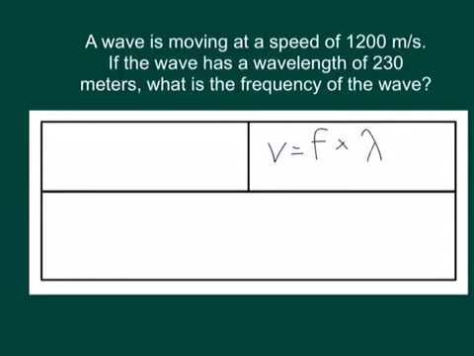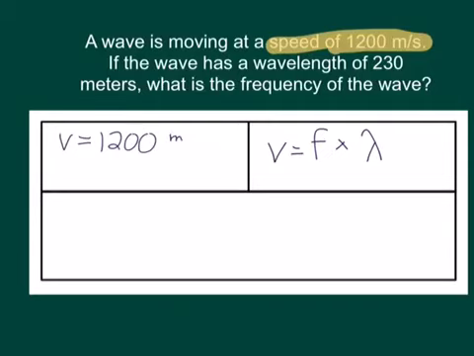Now let's write down what we've been given. Let's look back at our question. A wave is moving at a speed of 1200 meters per second. We are given the speed, so we can go ahead and write that down. Our speed, or v, equals 1200 meters per second. Let's keep reading.